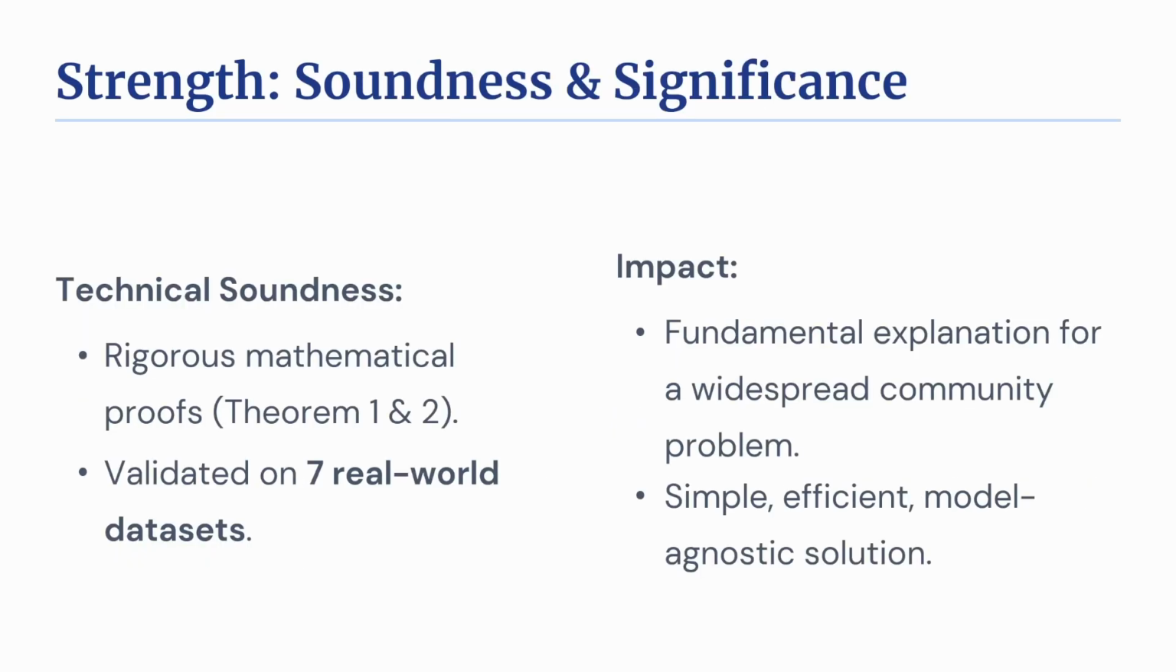In terms of soundness, the paper provides rigorous mathematical proof and validates the effect across 7 real-world datasets. Regarding significance, popularity bias is a common issue in recommender systems. ReSN provides a simple, model-agnostic, and efficient solution that holds high practical value for both academia and industry.